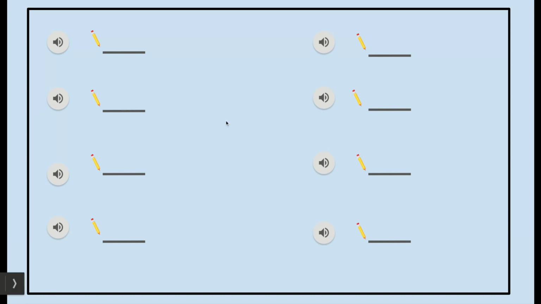Listen as I play each one more time so that you can check your answers. Ready? The first sound, J. Number 2, W. Number 3, G. Number 4, E. Number 5, B. Number 6, S. Number 7, D. And number 8.